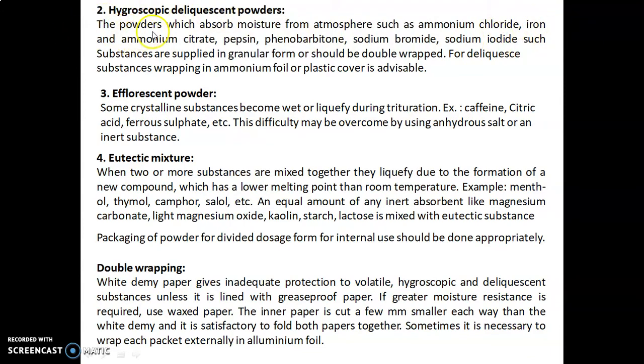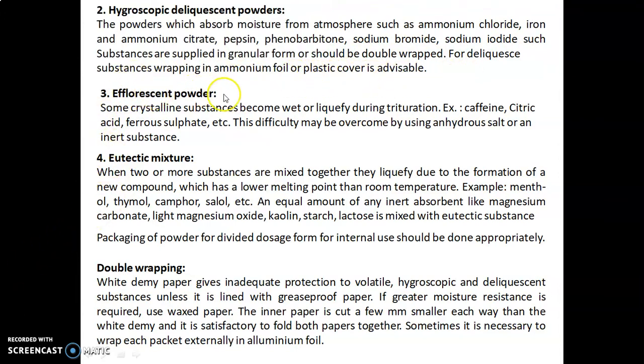chloride, iron and ammonium citrate, pepsin, phenobarbitone, sodium bromide, sodium iodide. Such substances are supplied in granular form or should be double wrapped. For deliquescent substances, wrapping in aluminium foil or plastic cover is advisable.